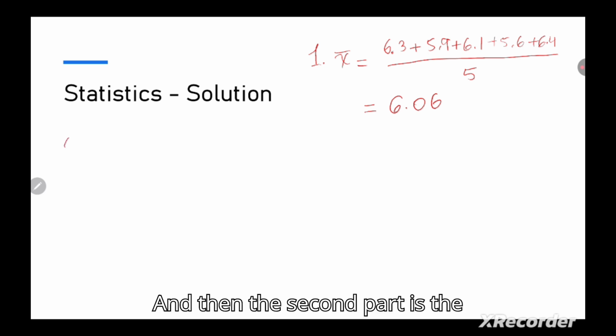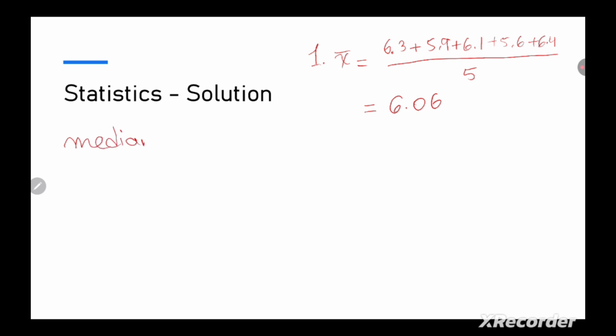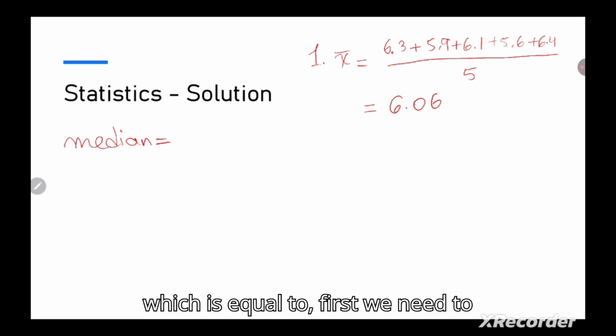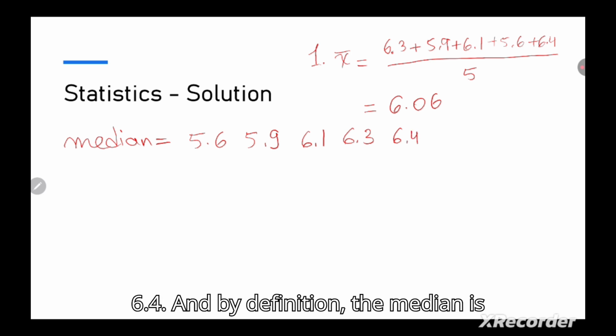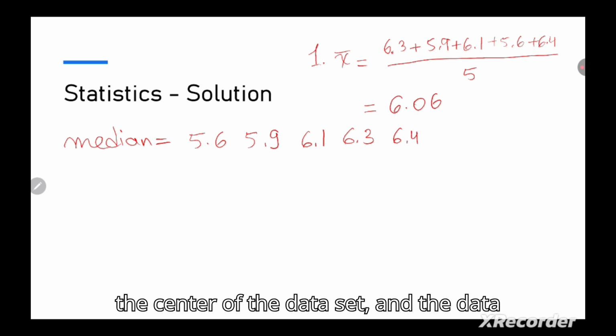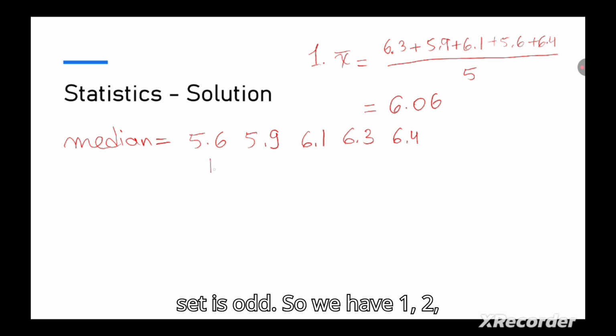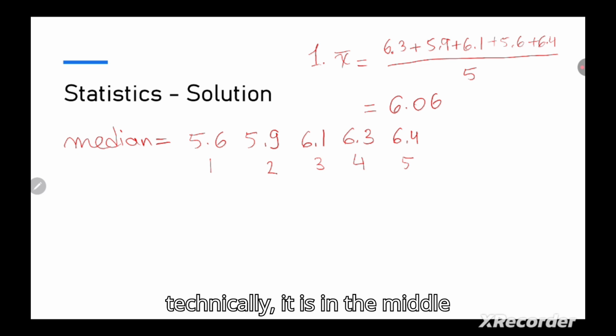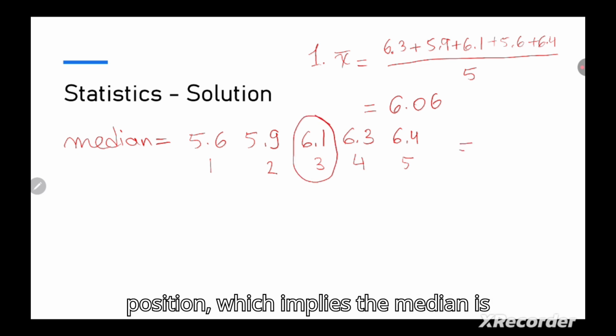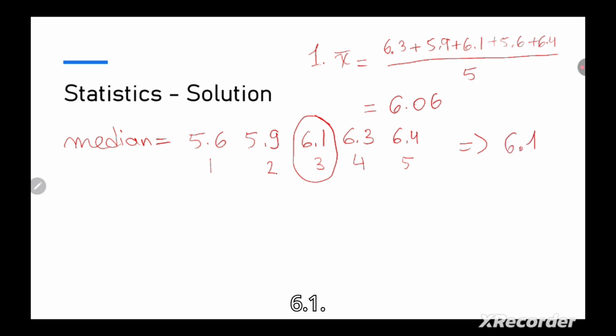And then the second part is the median, which is equal to, first we need to sort. So 5.6 is the smallest, followed by 5.9, followed by 6.1, followed by 6.3, and then 6.4. And by definition, the median is the center of the data set, and the data set is odd. So we have 1, 2, 3, 4, and 5. So technically, it is in the middle position, which implies the median is 6.1.